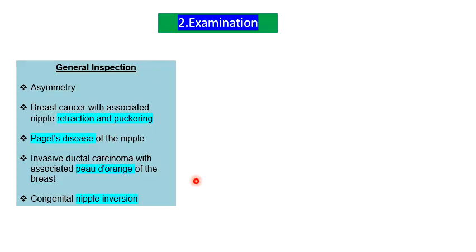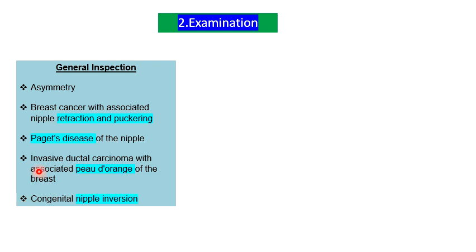Now we come to the examination proper. First, we have the general inspection. Under general inspection, you look for asymmetry of the breast. You look for breast with associated nipple retraction or puckering. Look for evidence or features of Paget's disease of the nipple. Also look for Peau d'Orange, which is seen in invasive ductal carcinoma and produces this Peau d'Orange sign. And you must be careful not to miss a congenital nipple inversion.